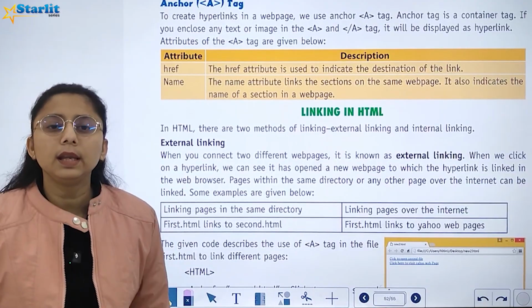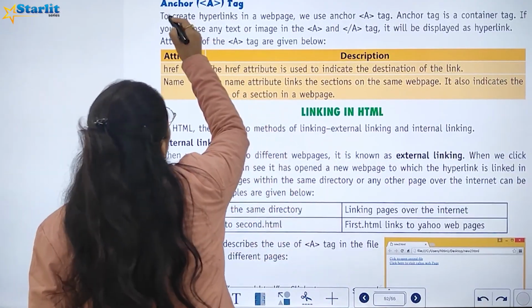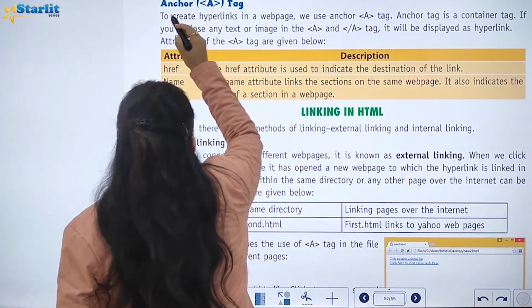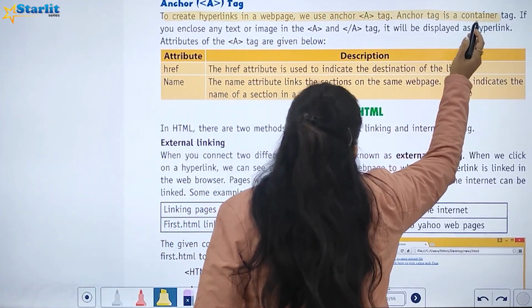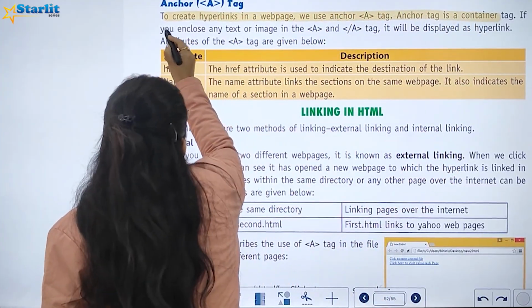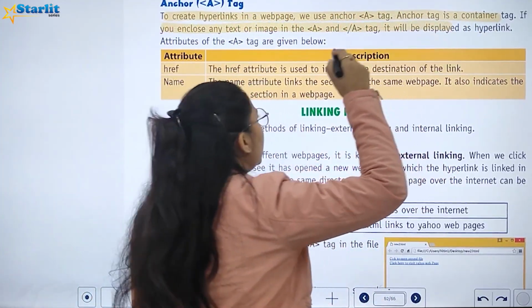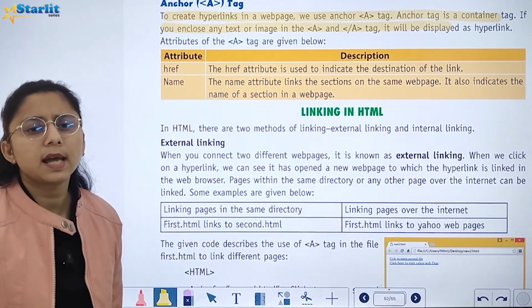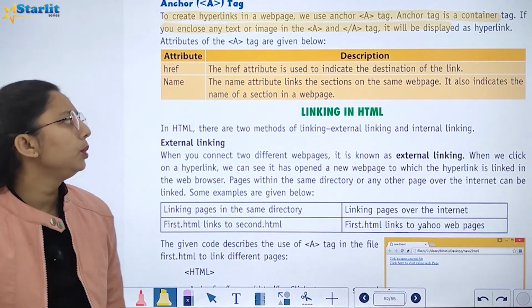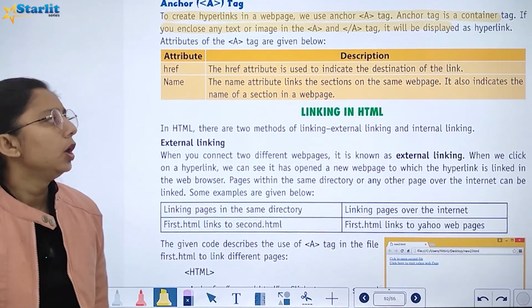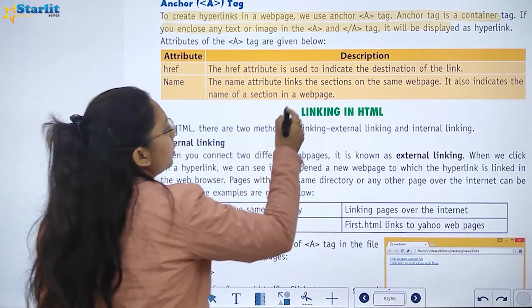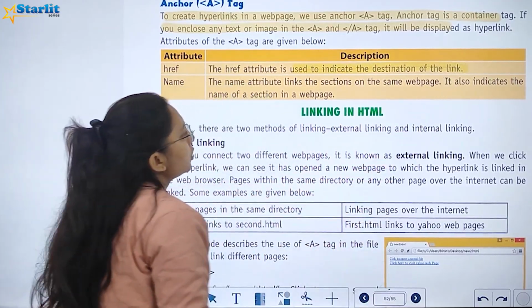Now we have the anchor A tag. To create a hyperlink in a web page, we use the anchor A tag. It is a container tag. If you encode any text or image in an A tag, it will be displayed as a hyperlink. Attributes of the A tag are given below. The href attribute is used to indicate the destination of the link.